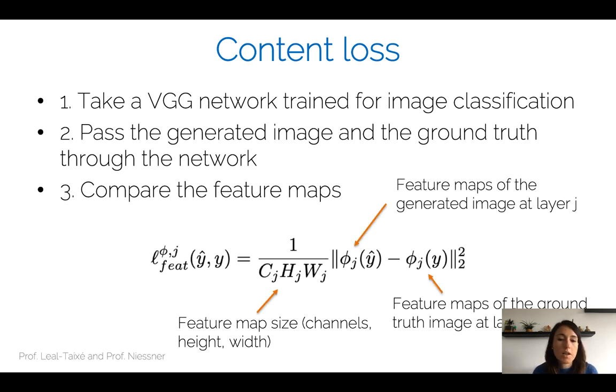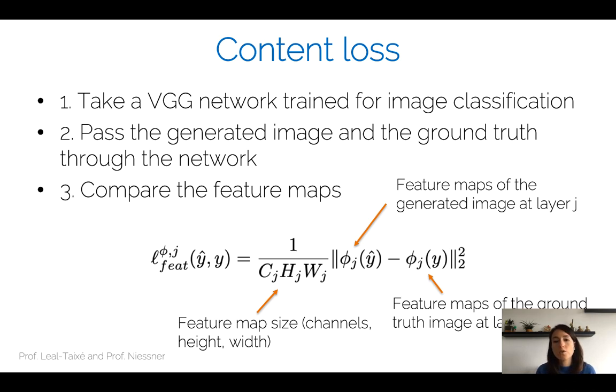So this is a formulation of the loss. Essentially, what we're doing here is getting the feature maps of the generated image at some layer J, and comparing them with the L2 loss with the feature maps of the ground truth image at layer J. This layer can, for example, be the third layer or the fifth layer of a VGG. This is something that one has to decide.